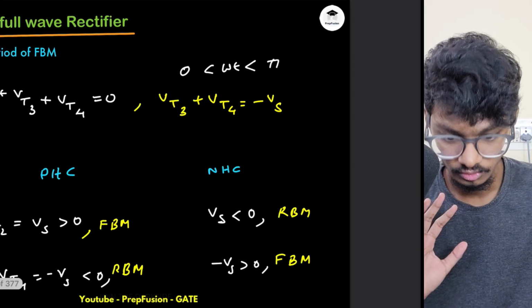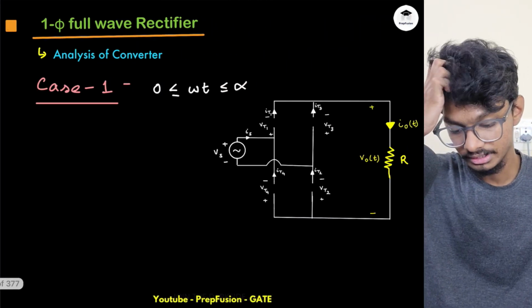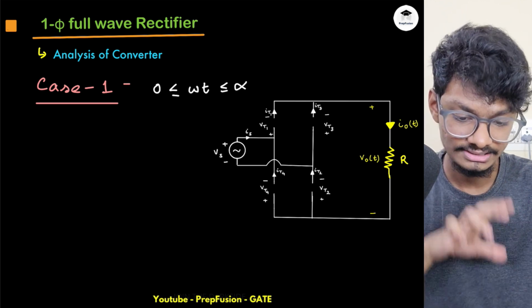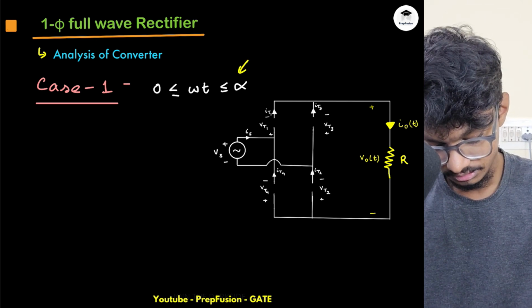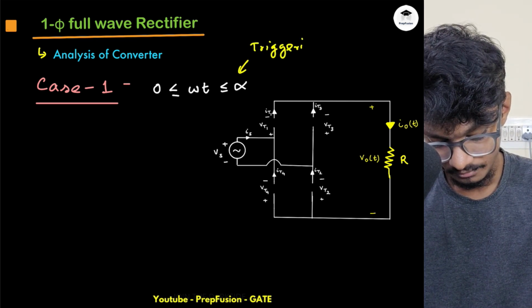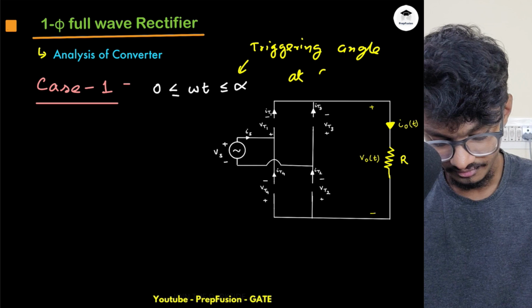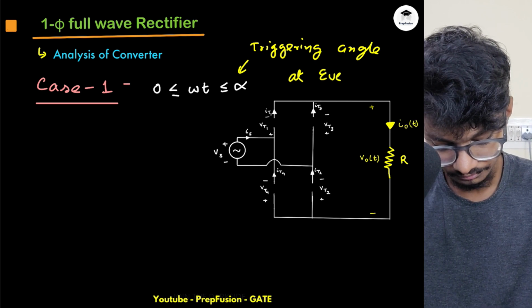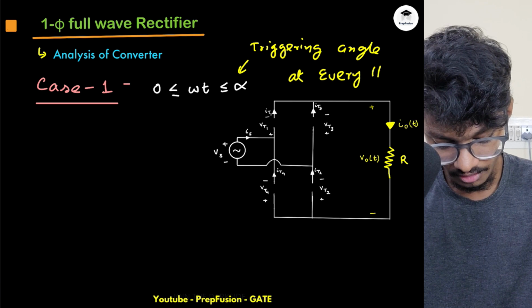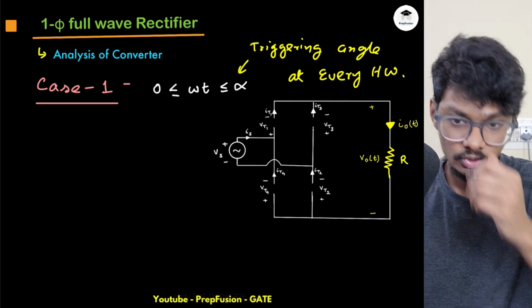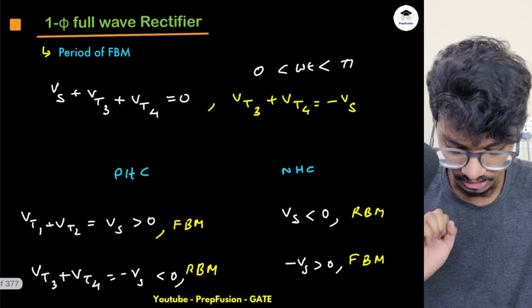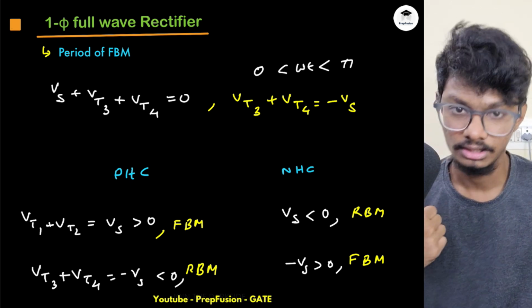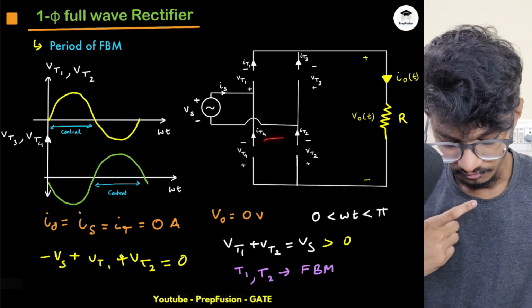So these are the few cases in which I can control. In case 1, I will start from 0 to alpha. Alpha is the triggering angle at every half cycle, every half wave. So what types of cases can there be here? Here I can trigger from 0 to pi for T1 and T2.